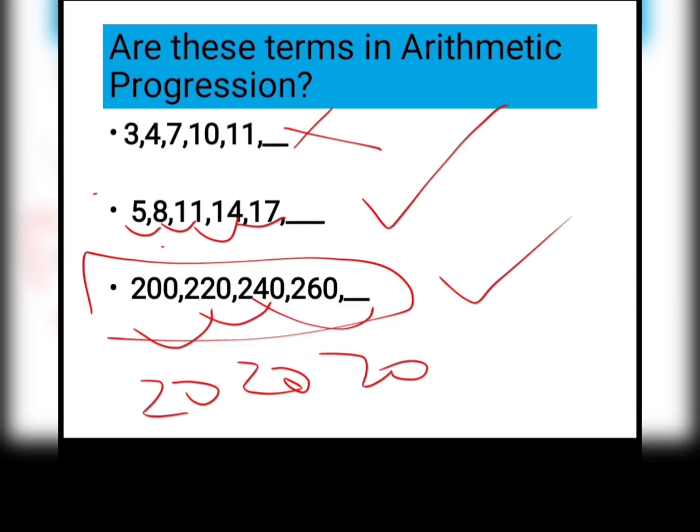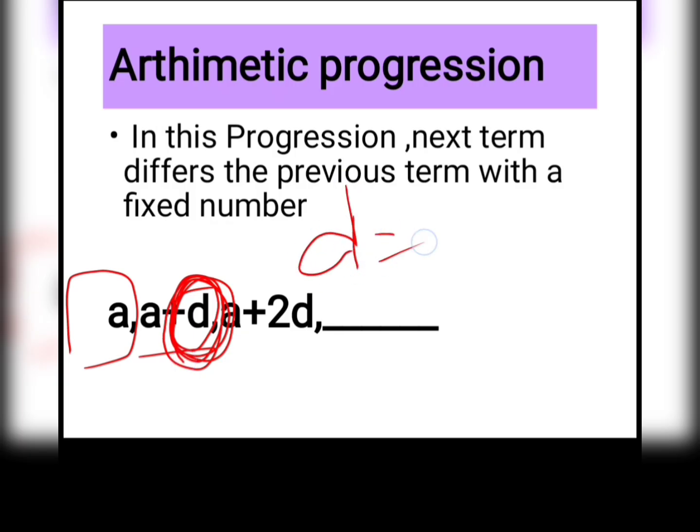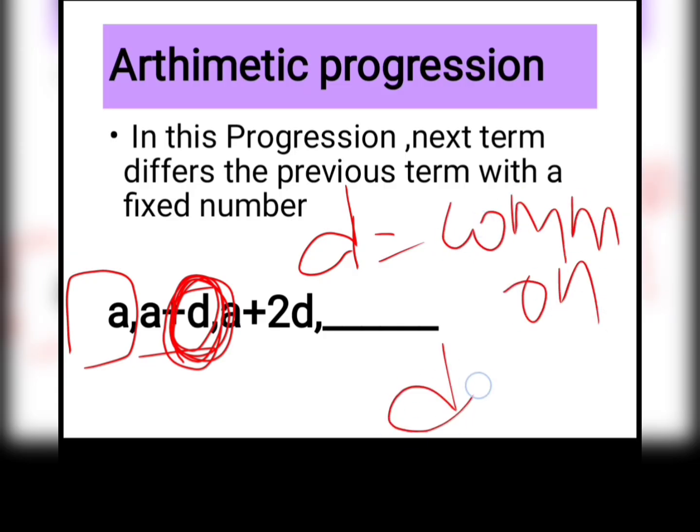You have to check that the second term minus the first term should be equal to the third term minus the second term, and that difference should be equal to the nth term minus the (n minus 1)th term. The next term differs from the previous term by a fixed number. This number we call the common difference in arithmetic progression. In arithmetic progression we call d the common difference.